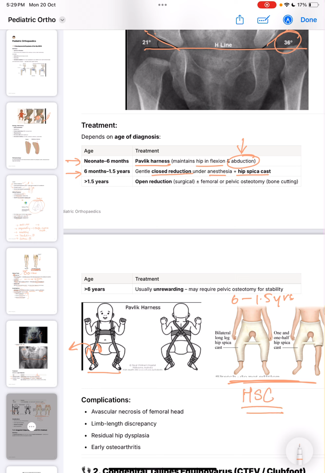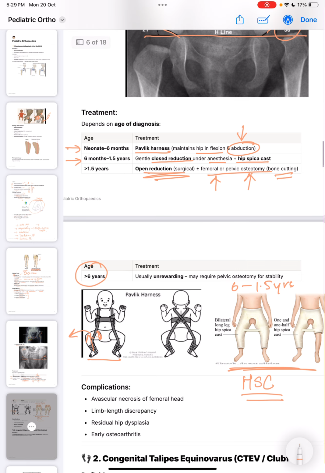And then for more than 1.5 years, we will do open reduction and we may have to do a femoral or pelvic osteotomy, which is bone cutting, right? So this is open reduction. And if it's more than 6 years, then it's usually unrewarding, so it's usually not of any use. And it may require pelvic osteotomy, so you might have to even cut the pelvic bones.